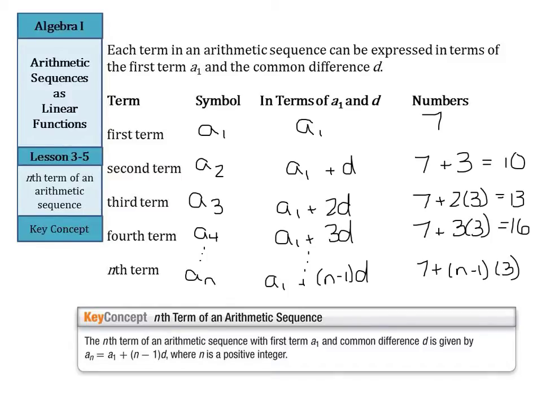And here is the key concept in our box. The nth term of an arithmetic sequence with first term A1 and common difference d is given by this formula right here. Now, n is going to have to be a positive integer, but a_n equals a1 plus n minus 1 times d. And this isn't a to the n, this is just a_n. Let's see how this works out in a few examples.